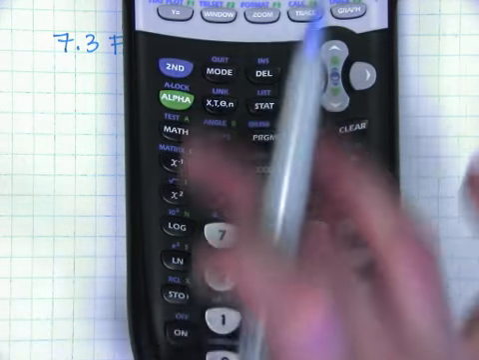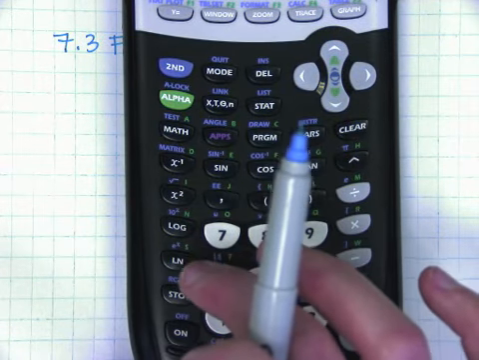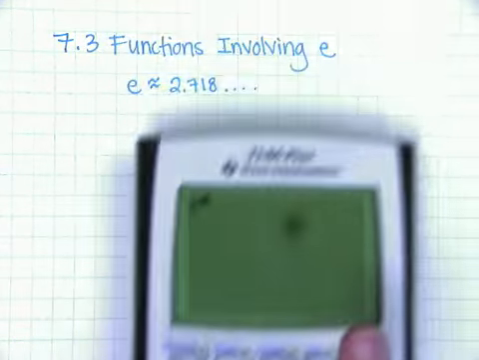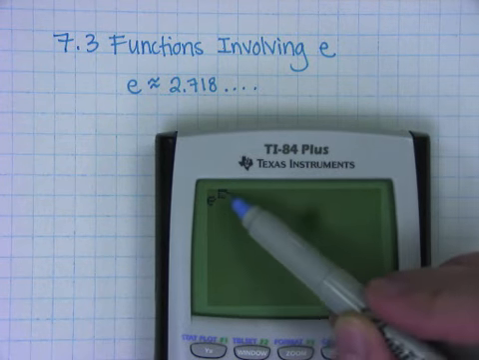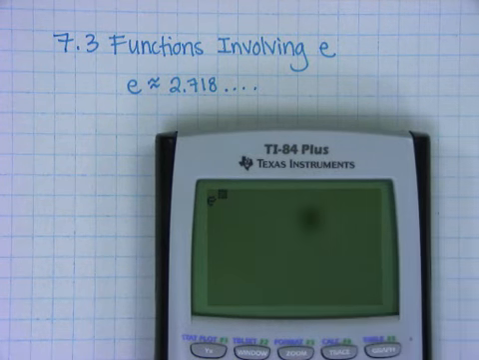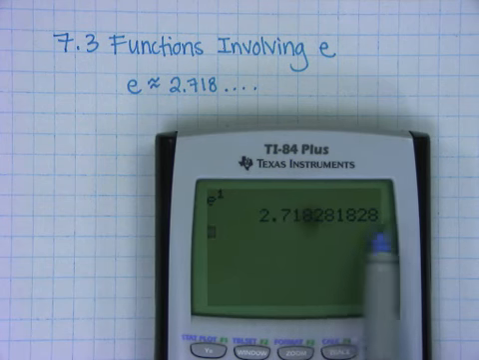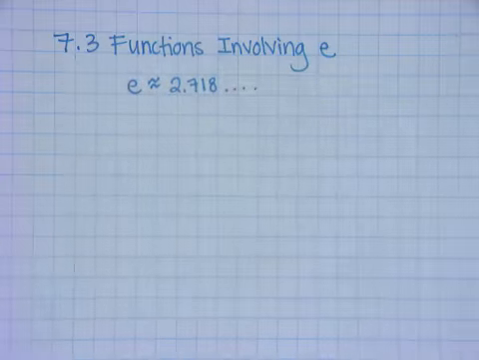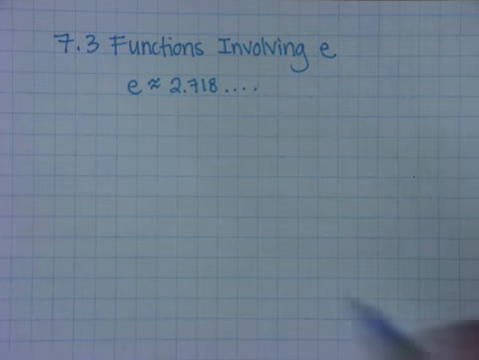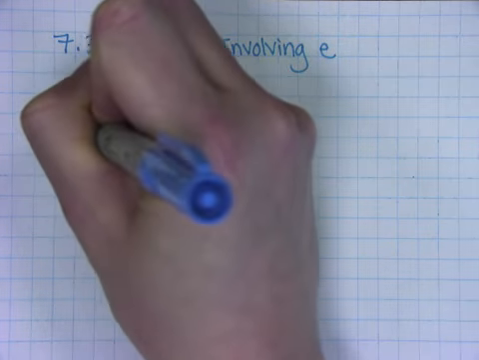If you hit the second button and then hit e to the x, or the ln button, it'll put an e, and then there's a little exponent thing flickering there. If you put a 1 there, e to the first, and hit enter, you get what e is. Or you could also hit second and then the division key and get e that way. Okay. So it's a special number like pi, and it happens whenever we have continuous growth.